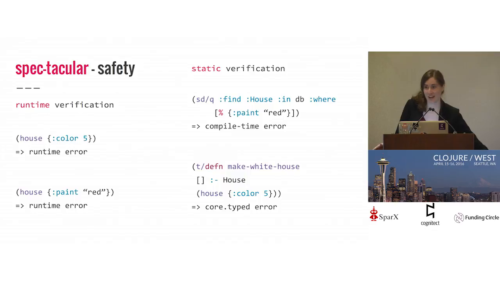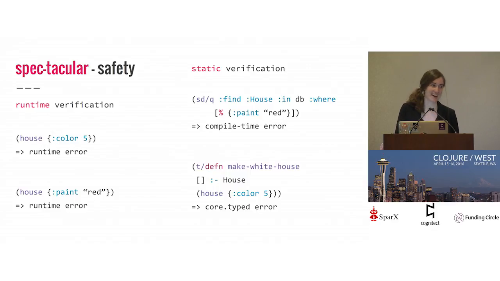So if you create specs, if you write down this spec in a file, spec-tacular will give you runtime verification of the entities that you're creating. If you try to make a house with the color 5, it'll say no, you can't do that, right? If you try to make a house with an attribute that it doesn't have, if you say the paint is red, it'll also stop you from doing that.